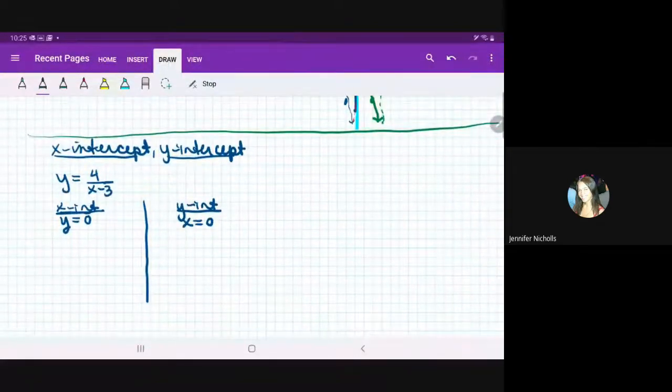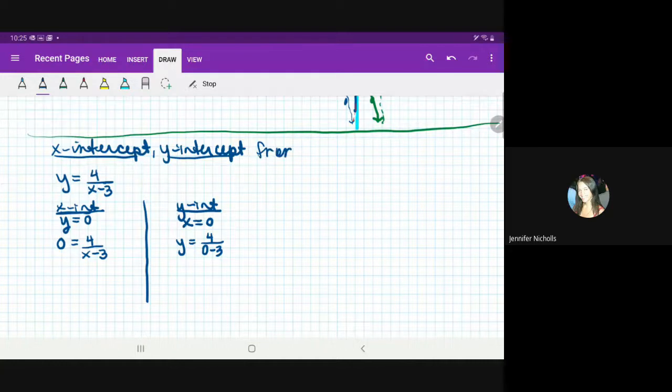Okay, so let's plug in y equals 0. So 0 in for y. And then this one, you'll plug in 0 for x. Now, you have to find the x and the y-intercepts from the original. The original, not the basic graph.